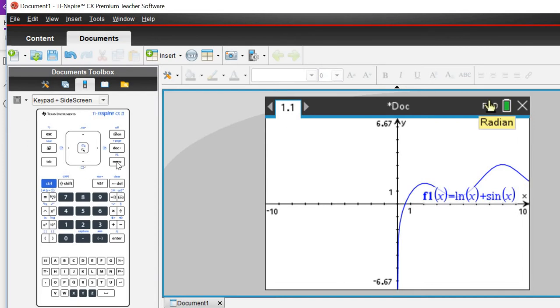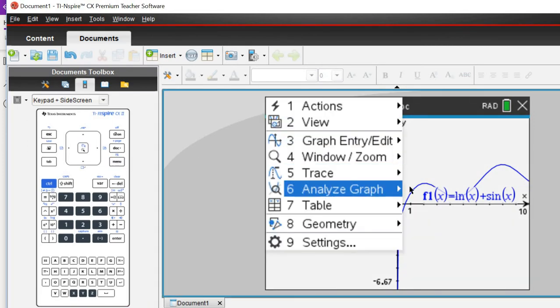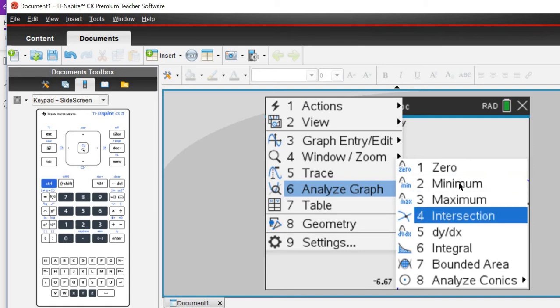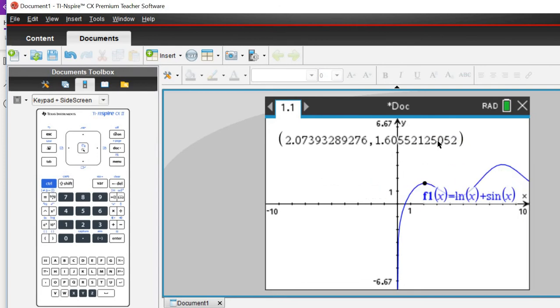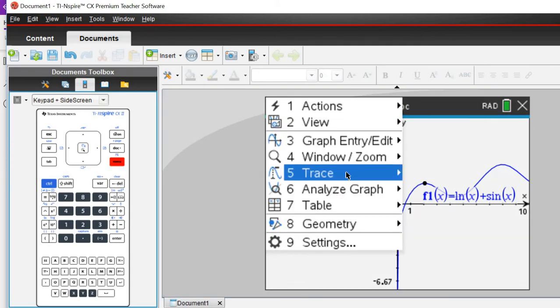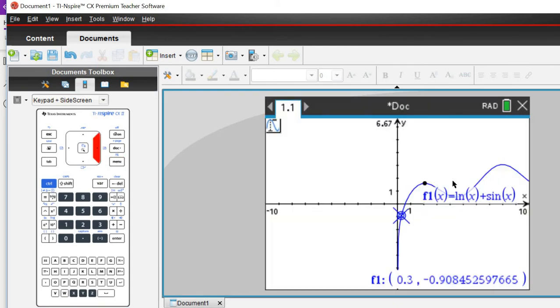So of course we could go menu, analyze, maximum. There's one x coordinate, and repeat for all the others. Or we could go menu, trace, graph trace, and it actually will stop on the maximum, the minimum, maximum, and so on. But this one, of course, is outside the domain. But we want to use the second derivative test.